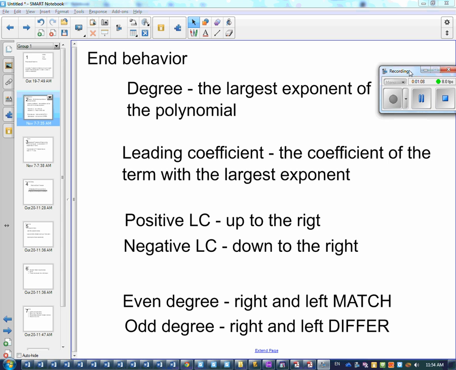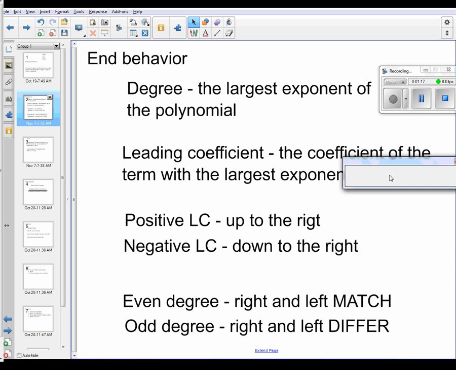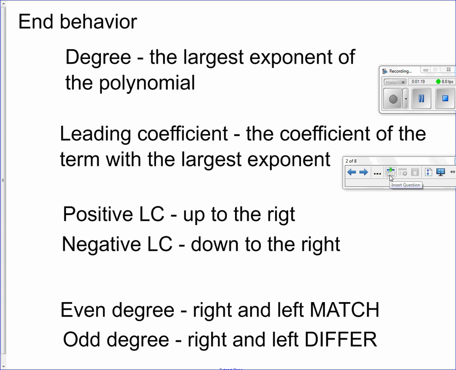So what you want to look at is your leading coefficient. I've abbreviated that LC in my notes. If your leading coefficient is positive, that means that your graph is going up to the right. If your leading coefficient is negative, that means that your graph is going down to the right. So your leading coefficient tells you what's happening on the right. Make sure you spell that word correctly. And then to figure out what's happening on the left, you're going to look at the degree.